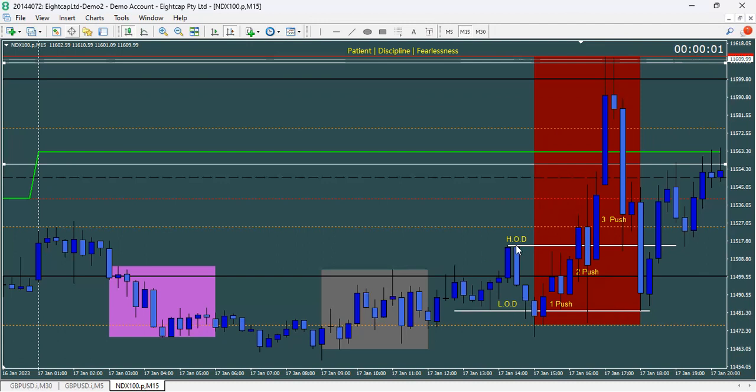So, like I said, we have a high of the day, we have the low of the day. We get a three push, three pushes. Three pushes is different from a 1, 2, 3, the 3 bar pattern. This is a 3 bar pattern. A three push pattern is not the same as a 3 bar pattern. So, like I say, we got the high of the day, the low of the day.